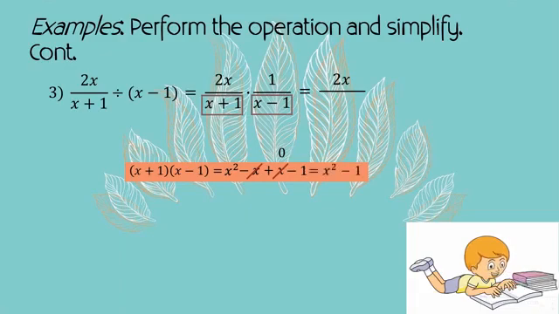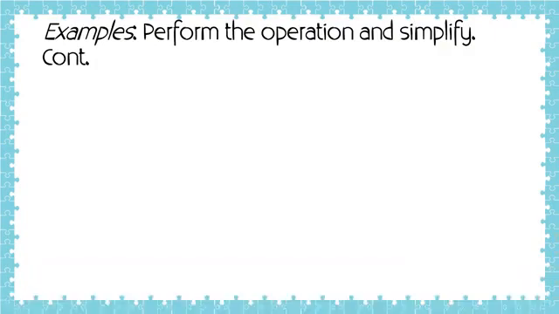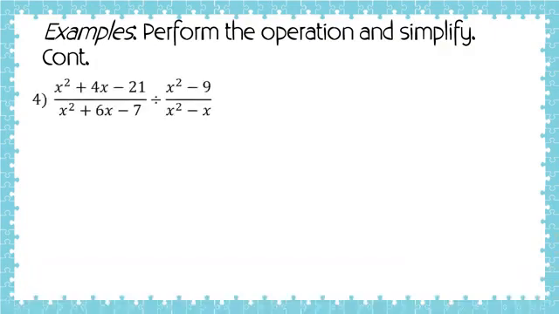And so the remaining now is x squared minus 1. So that is now equal to x squared minus 1. And so this is now your final answer. So that is how you divide rational expression. Okay, so let's proceed with example number 4.